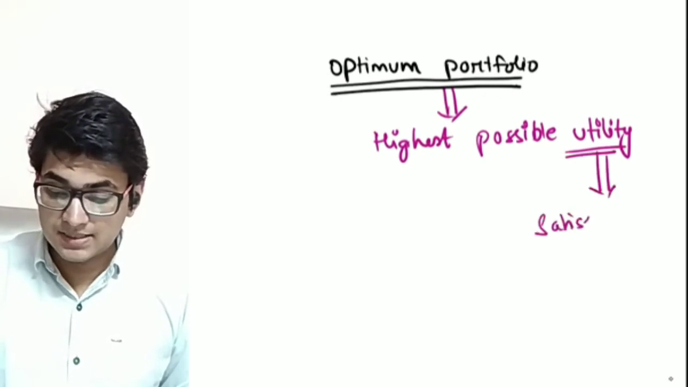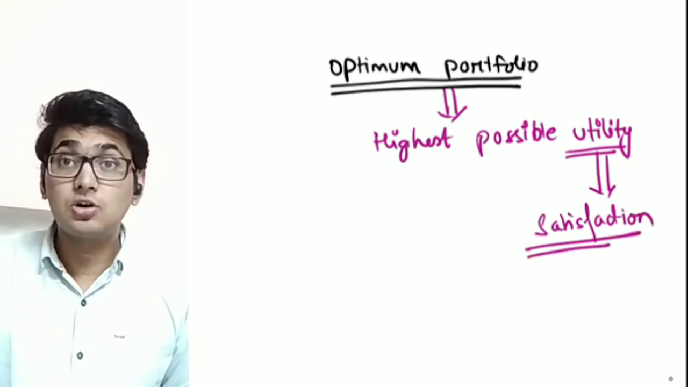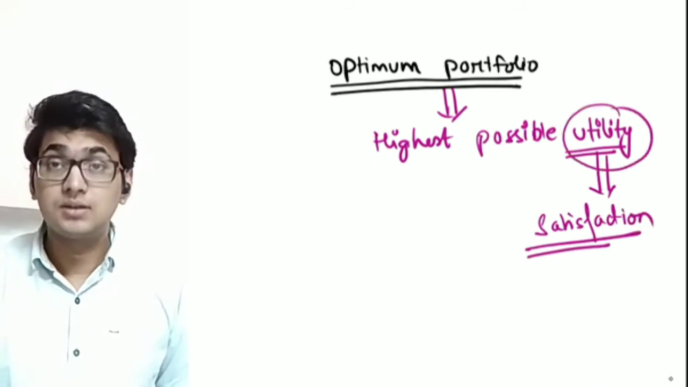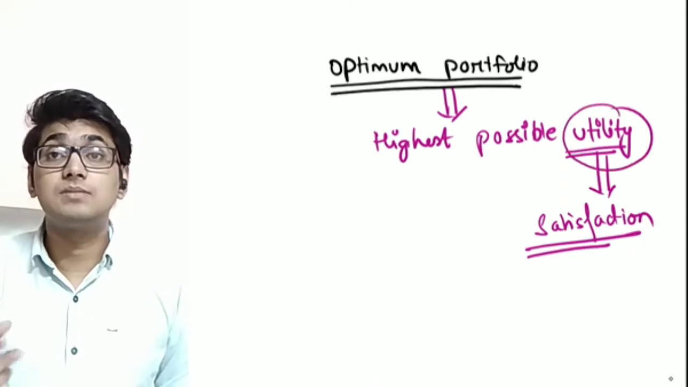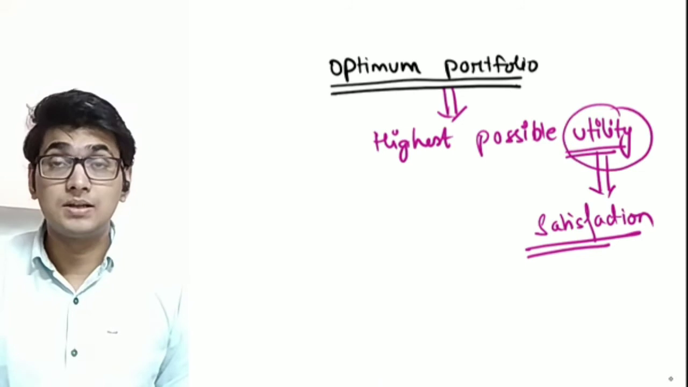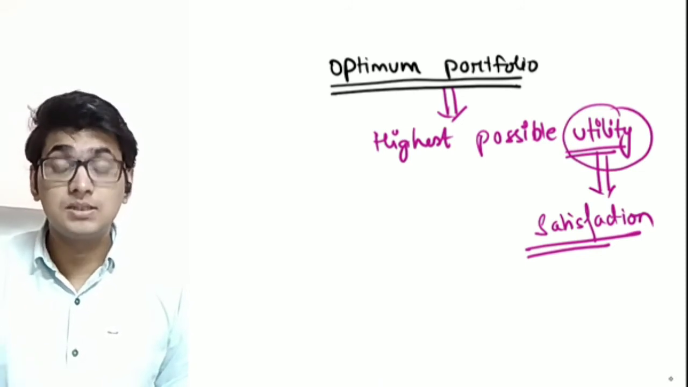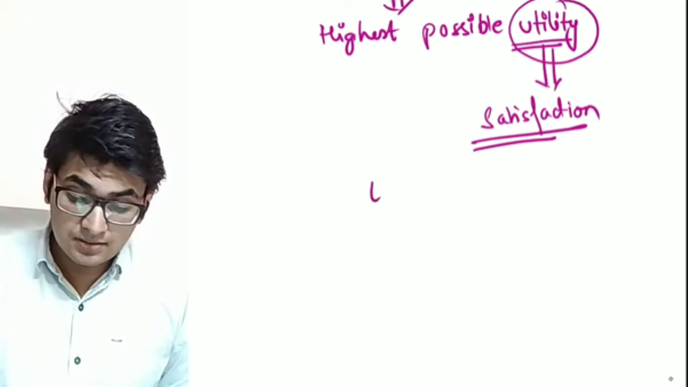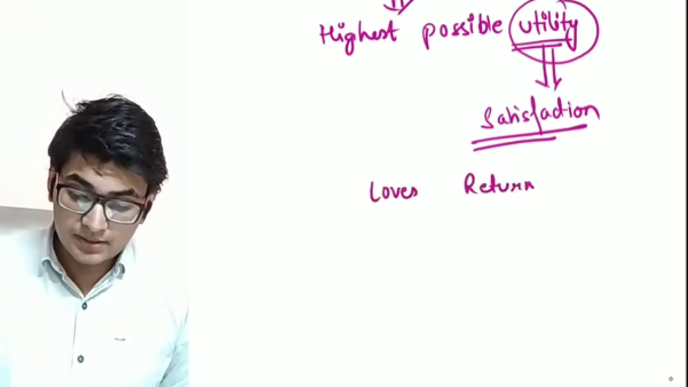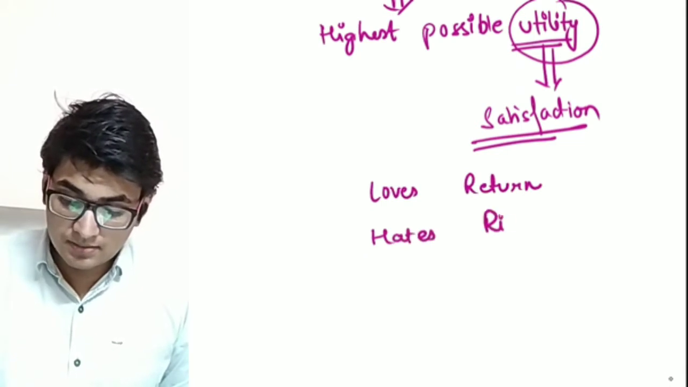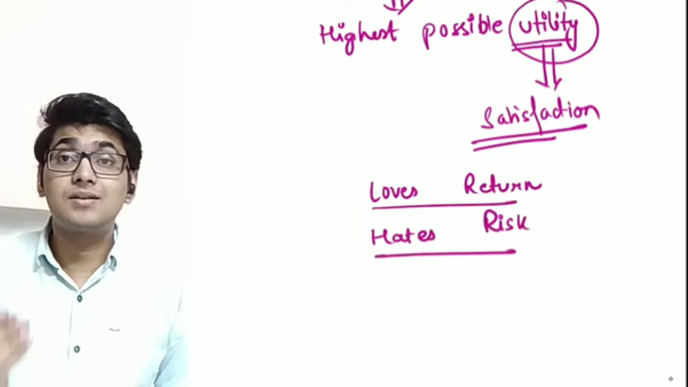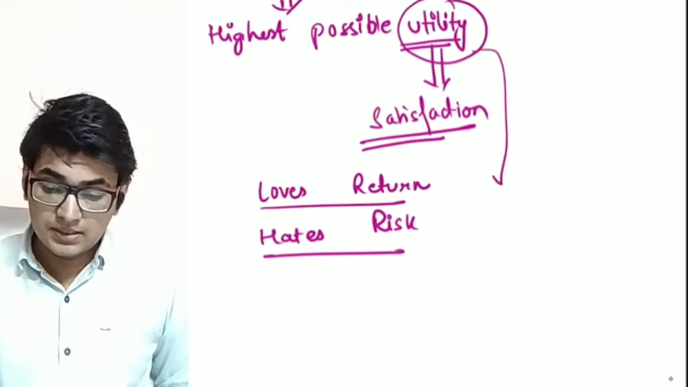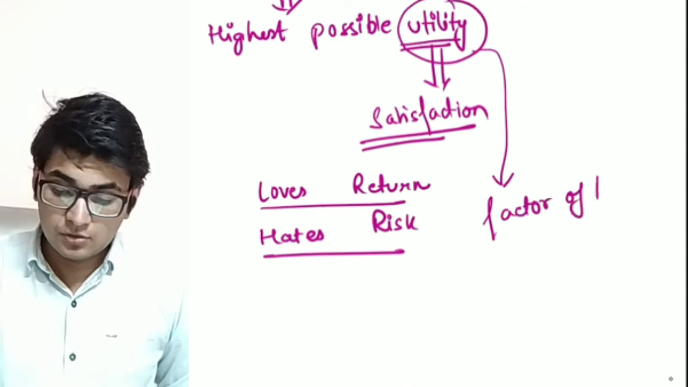It is satisfaction. Meaning something which I cannot quantify, but something which I can feel. So you cannot find the point at which you feel the maximum utility because it is not quantifiable, but yes, I can see it with respect to risk and return. What satisfies a normal rational investor is that he loves return and he hates risk. This is the basic mentality of a rational investor. Clear? Now our utility is basically a function of two variables.